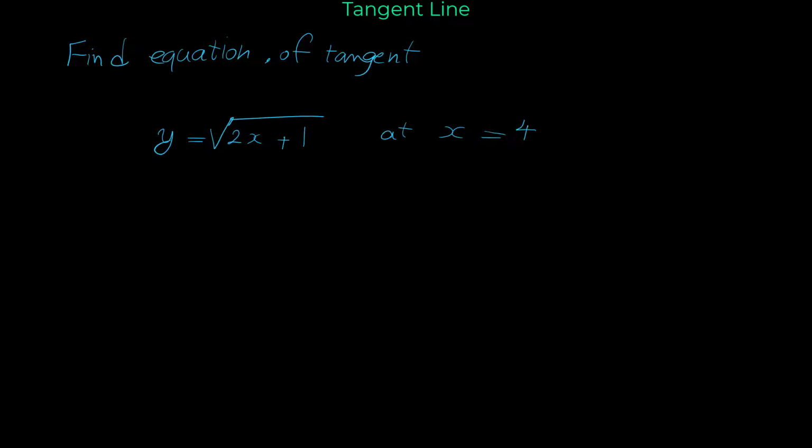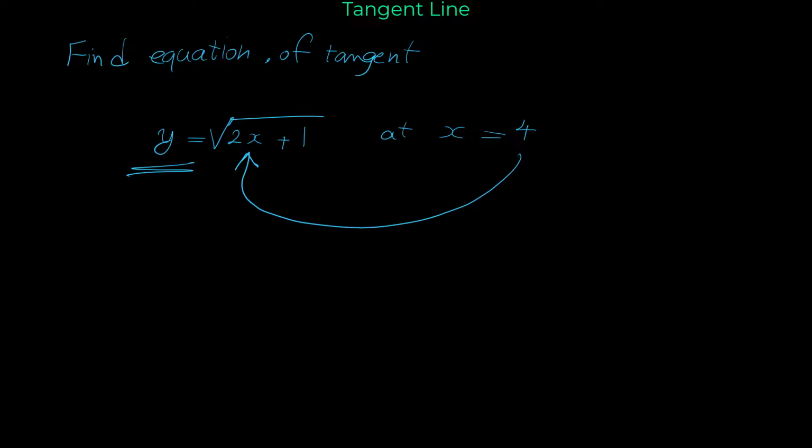Here we want to find the equation of the tangent line to the curve y equals radical 2x plus 1 at the point x equals 4. First of all, note that the only thing we have from the point is the x coordinate. Of course, if you substitute 4 into the equation, you can find the y coordinate of the point, because finally you need the y coordinate of the point to write the equation of the tangent line.